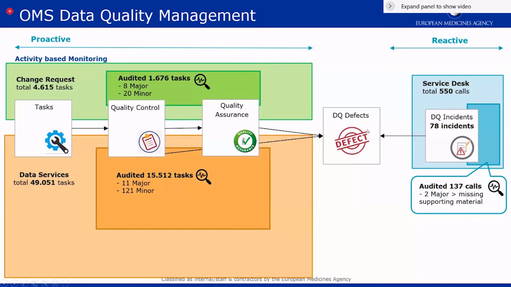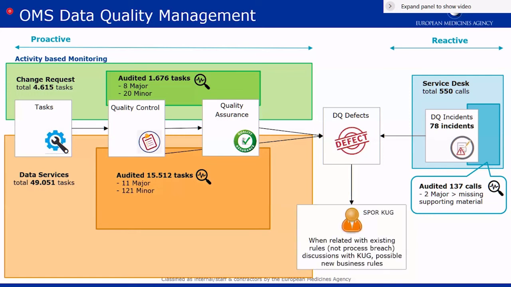Any data quality defect that we may find, we capture in a separate record, and we take it to discussion with our SPORE key user group. In this group, we aim to discuss and explore the possibility of creating a new rule in case we see that something is not clear, or in case we identify a record that needs to be taken as an exception, and we may have more in the future, and we need to prepare for that. So we need to make sure we have all those rules there.